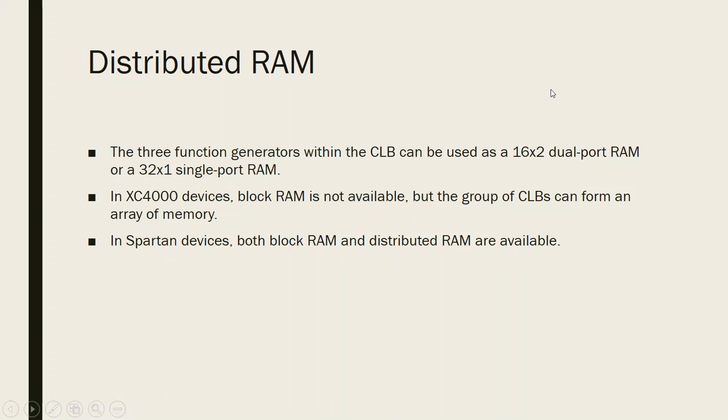Then you have the distributed RAM in your FPGA, in your Spartan system. So the 3 function generators within the CLB can be used as a 16x2 dual port RAM or a 32x1 single port RAM. However, in XC4000 devices, block RAM is not available, and the CLB can form an array of memory elements. In Spartan devices, both block RAM as well as distributed RAM are available.